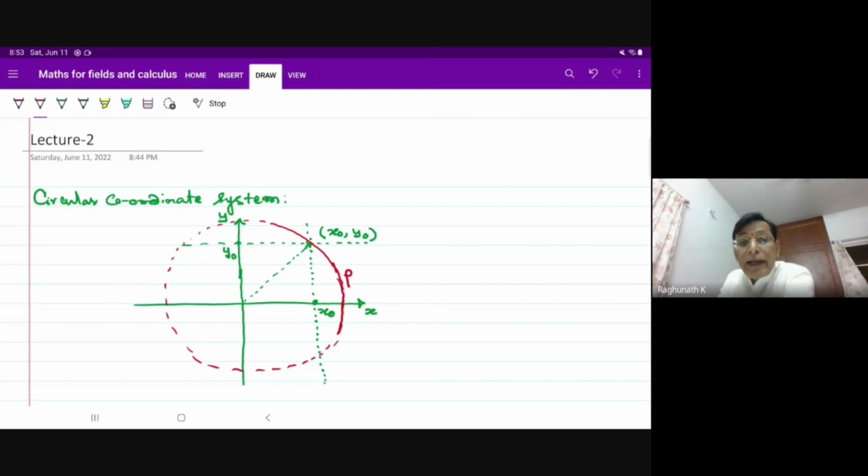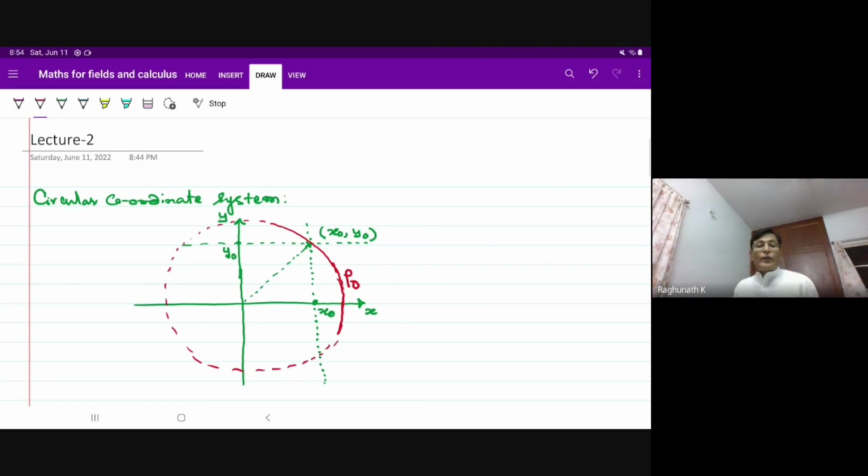Now, given x0, y0 as the point, what is rho? Root of x0 squared plus y0 squared. It is rho naught. Okay? It lies on the circle of radius rho naught, having the center at the origin of the Cartesian coordinate system. When you say a point lies on the circle of radius rho naught, it can be at any place, which is one of the infinitely many points on the circle.